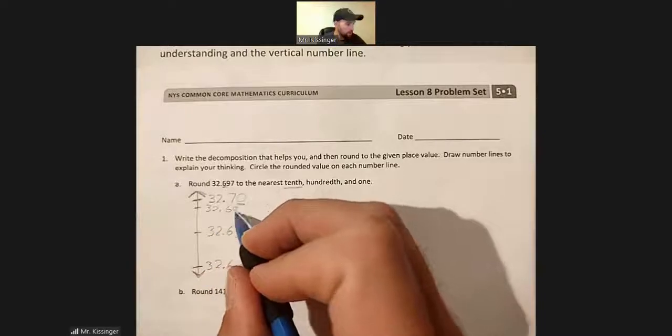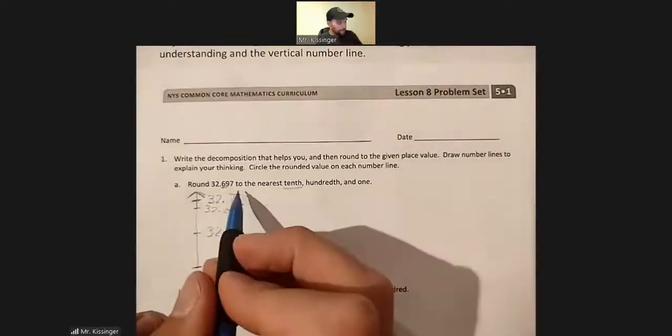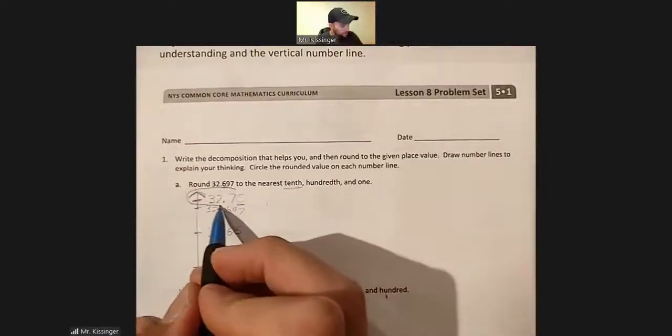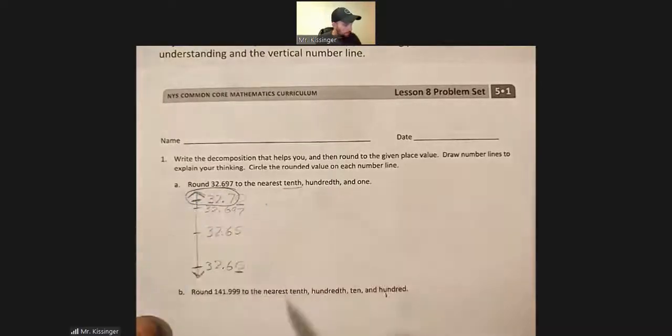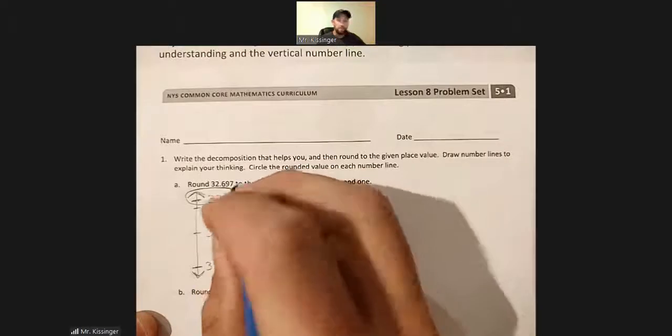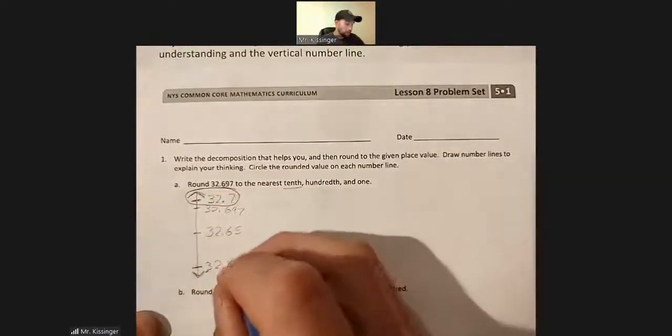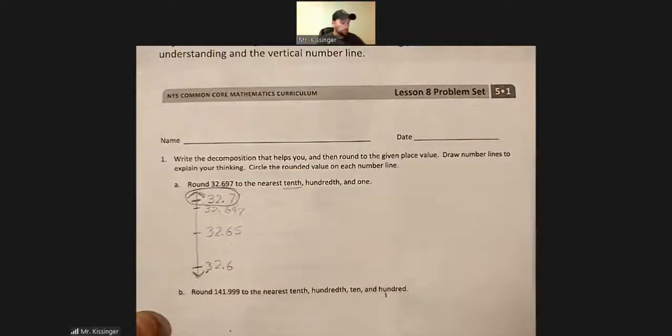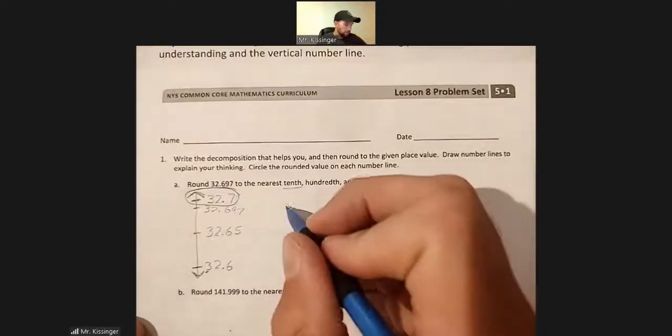32.697. And we know that our nearest tenth is going to be this. You have to remember, these zeros we just added to help us. If we're rounding to the nearest tenth, we don't need that hundredth place. So 32.7 would be rounded to the nearest tenth.